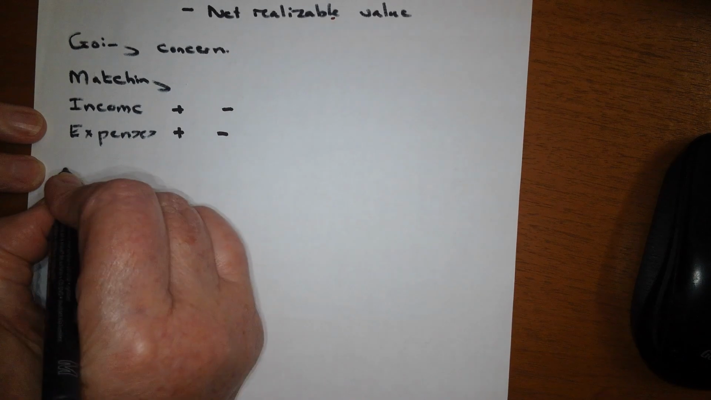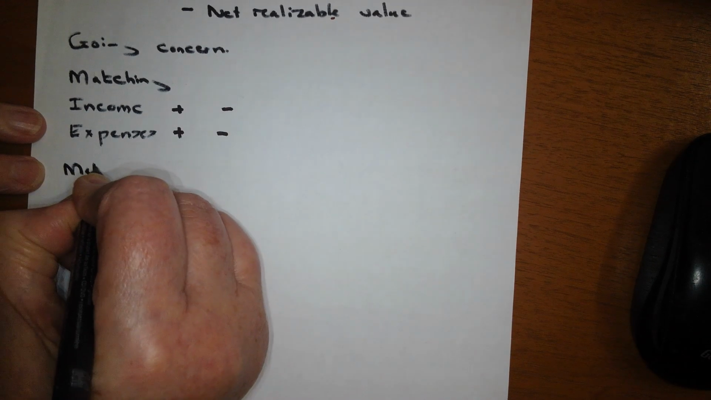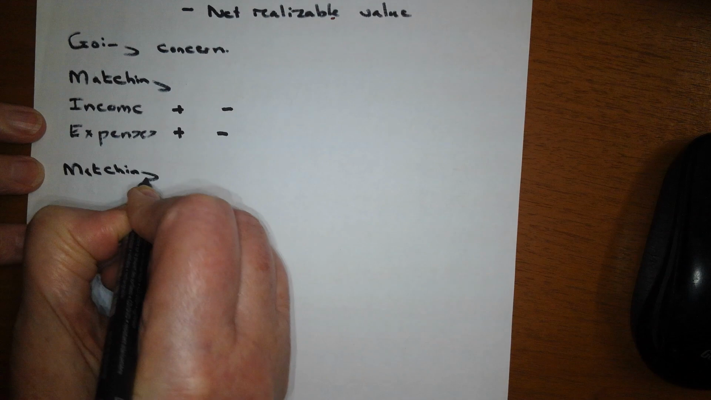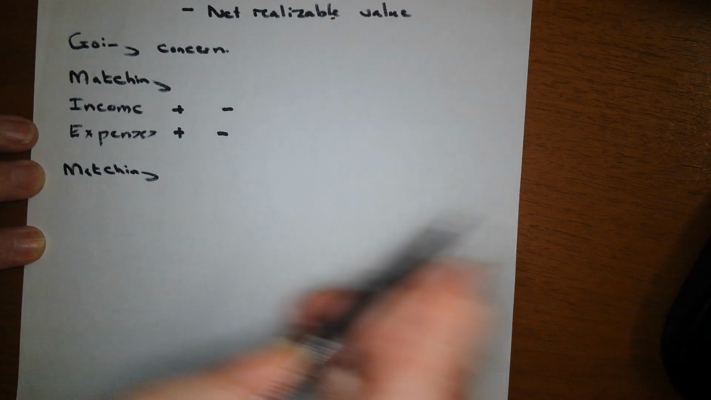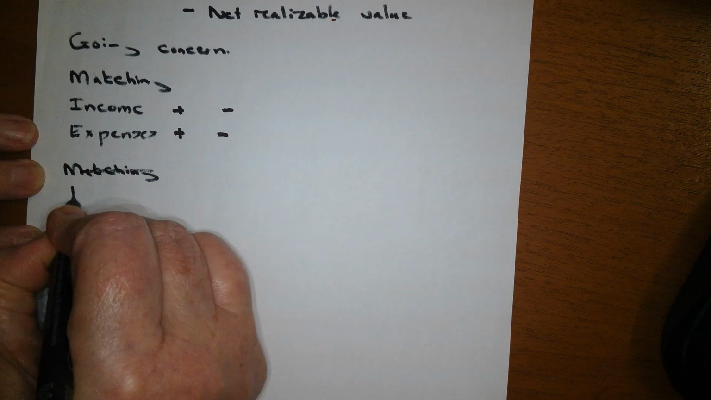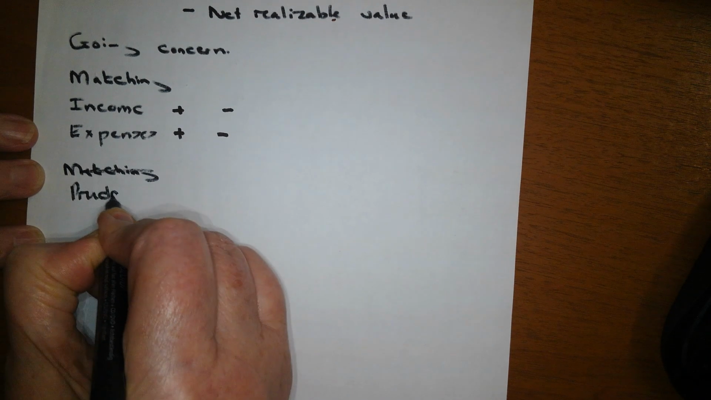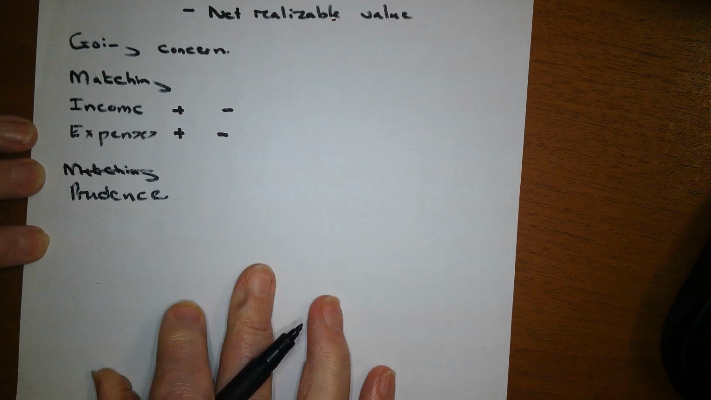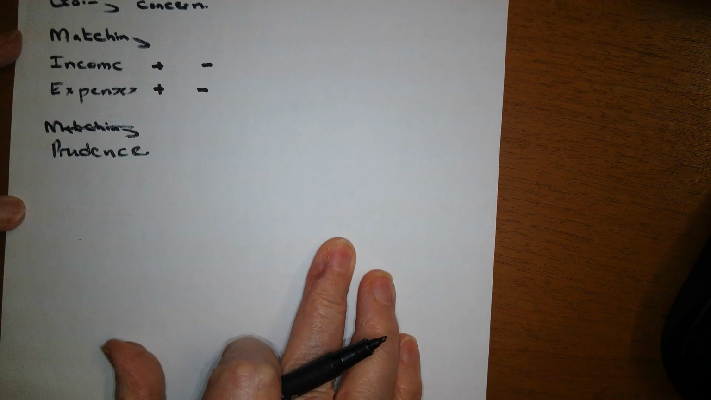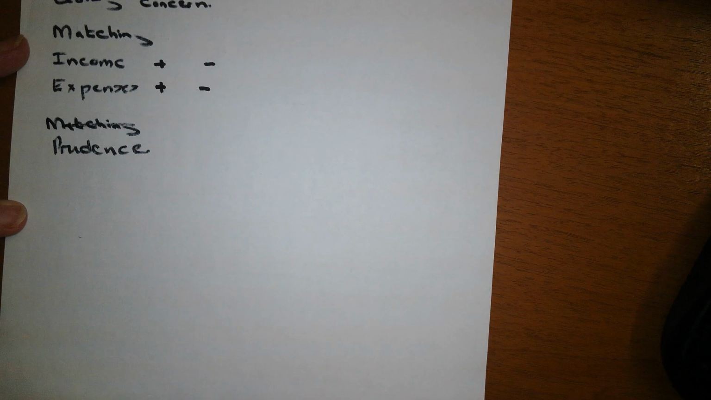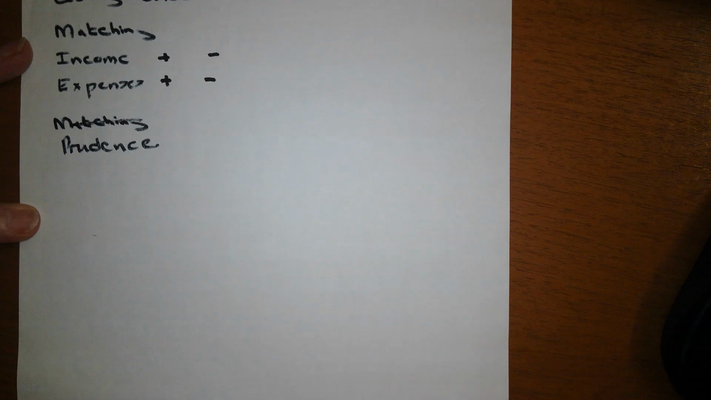The next principle is the matching. Prudence principle. Okay, that means that you must always show your figures in a conservative way.